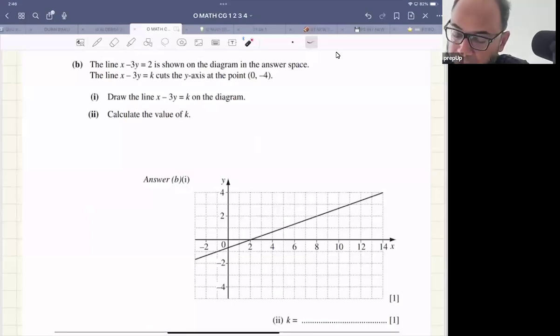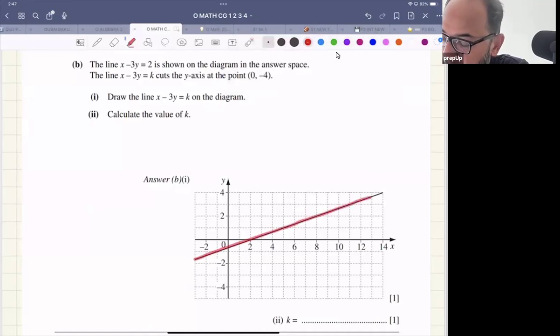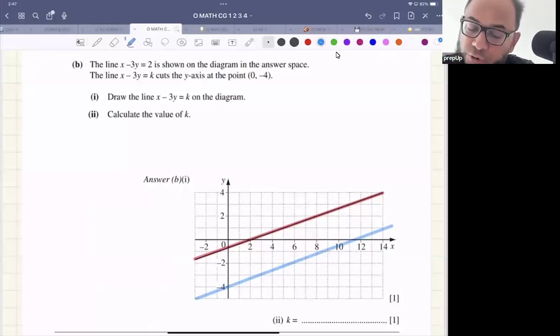Okay, first thing, this is the original line that's going like this. And then a line parallel to this, it's cutting the y-axis at (0, -4). So let me just go like this, 1.5, and something like this. So if I'm not mistaken, these two lines I have drawn, they are parallel.